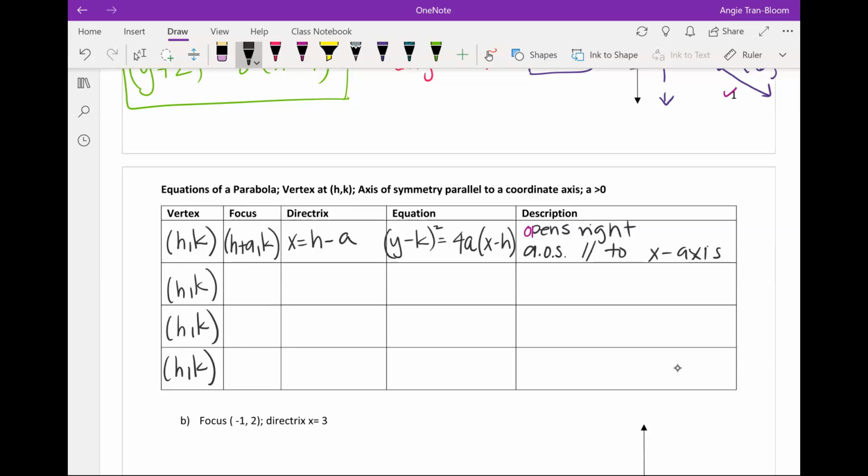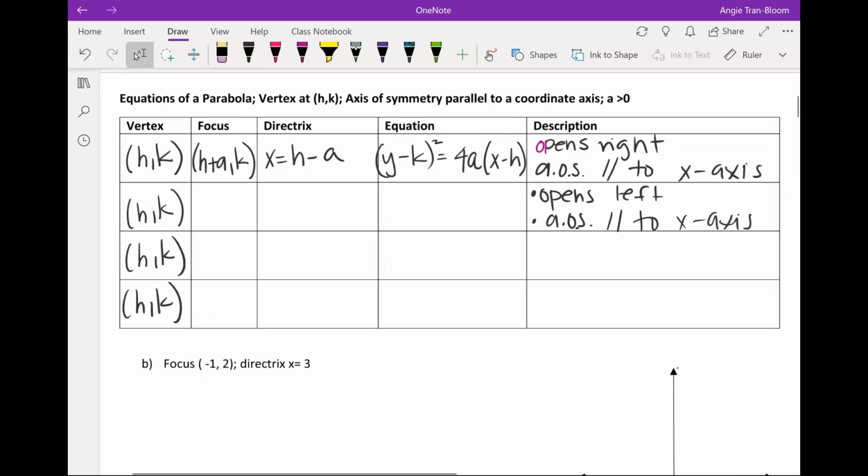The only difference when it opens left, class, opens left, the AOS, axis of symmetry, is still going to be parallel to the x-axis. The only difference in the equation is, guess what? Plus or minus. In the equation, what's negative? Not the h or the k, the y, the x. What's negative? The negative 4a. Okay. That tells you opens up or down or left and right.